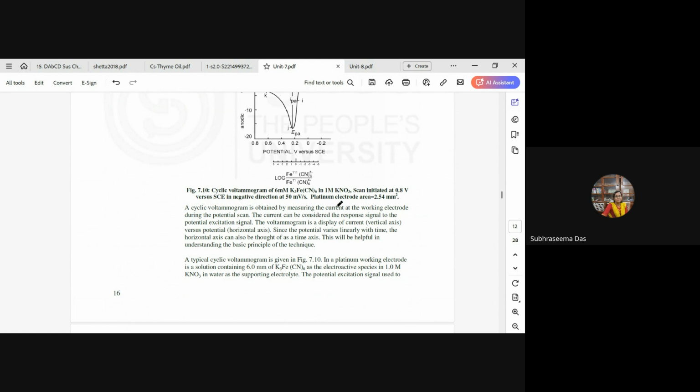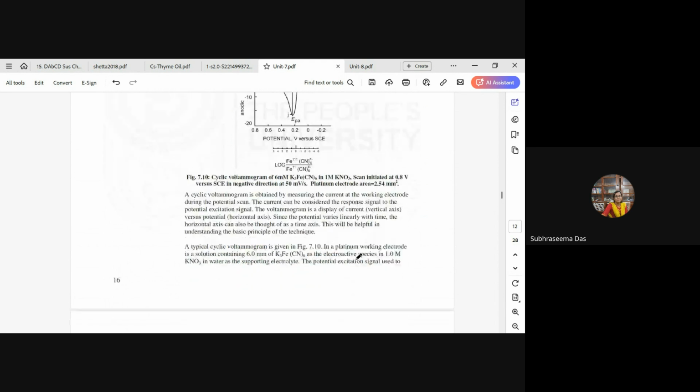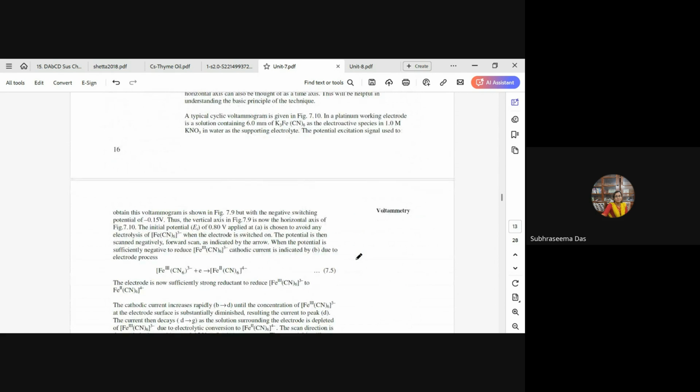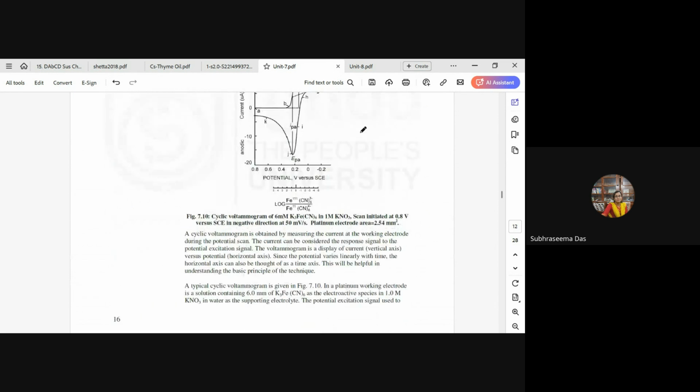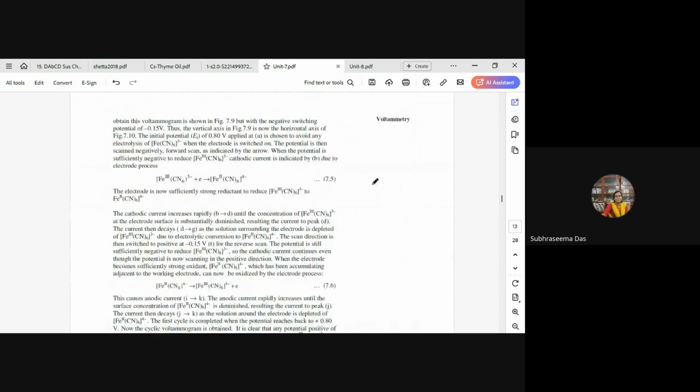A typical voltammogram is shown in figure 7.10. Here, a platinum working electrode is in a solution containing 6 millimolar potassium ferrocyanide as the electroactive species in 1 molar KNO3 in water as the supporting electrolyte. The potential excitation signal used to obtain this voltammogram is shown in figure 7.9, but with a negative switching potential of minus 0.15 volt. Thus the vertical axis in figure 7.9 is now the horizontal axis.